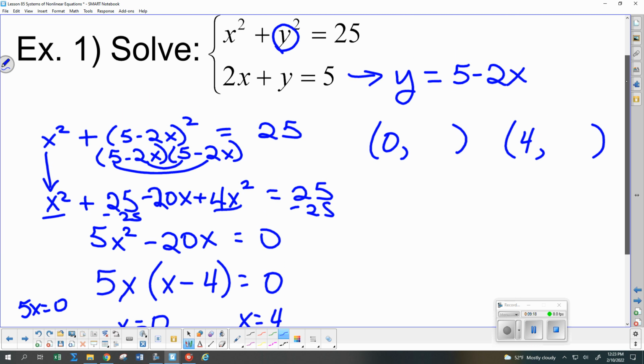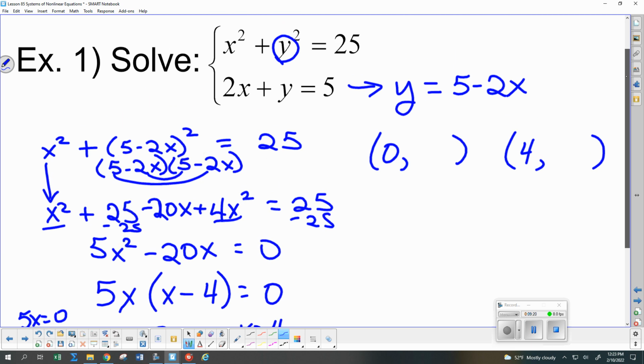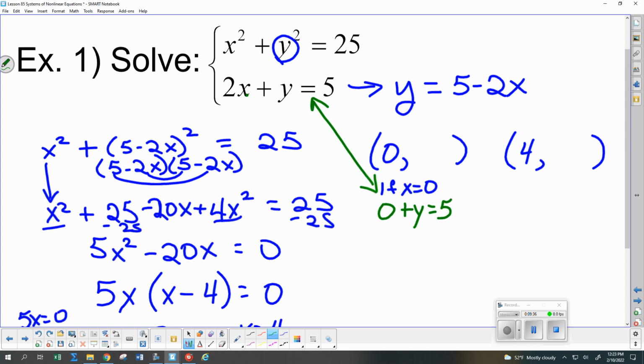Now, this is not interchangeable. If x is 0, I am going to go back to my equation here and say if x is 0, I have 2 times 0 plus y is 5. So what is y, everybody? So that said, if the x is 0, the y has to be 5. If the x is 0, it cannot have anything different for a y.